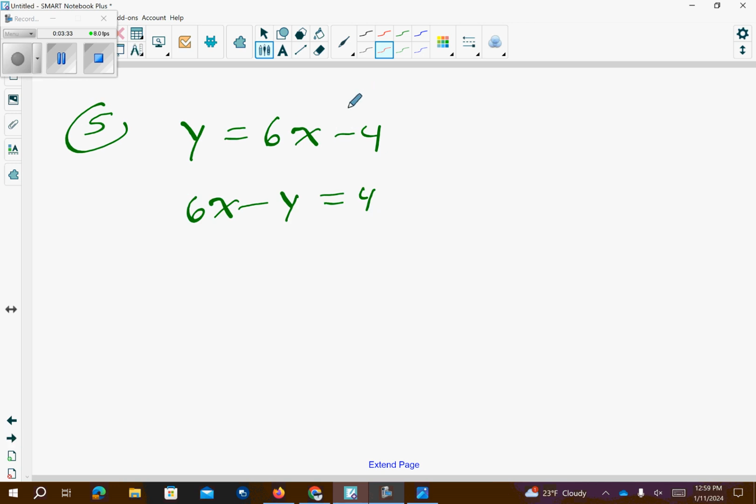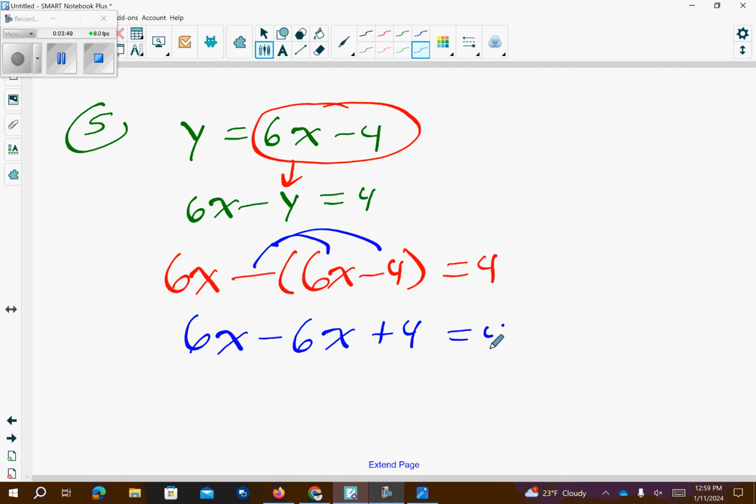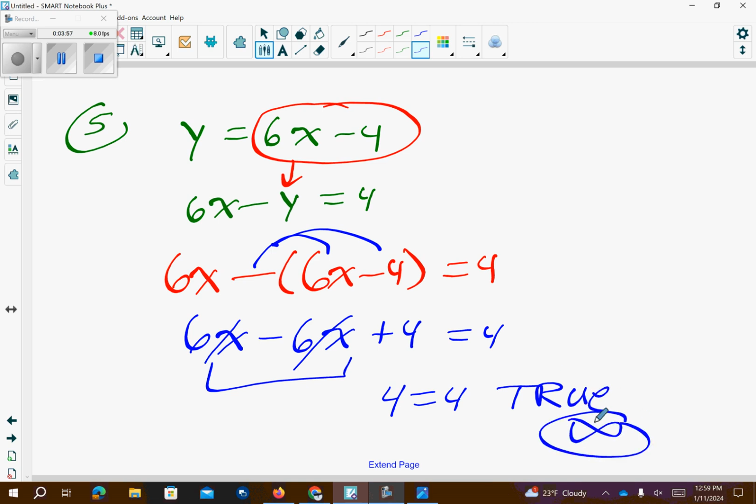Number 5. This is what y is equal to. So I'm going to replace it down here. Be cautious on this one because I'm going to have to distribute a negative over the parentheses. So make sure this negative goes here and here. So I get 6x minus 6x plus 4 equals 4. Those cancel each other out, so I get 4 equals 4. That's true. So that means we have infinite solutions.